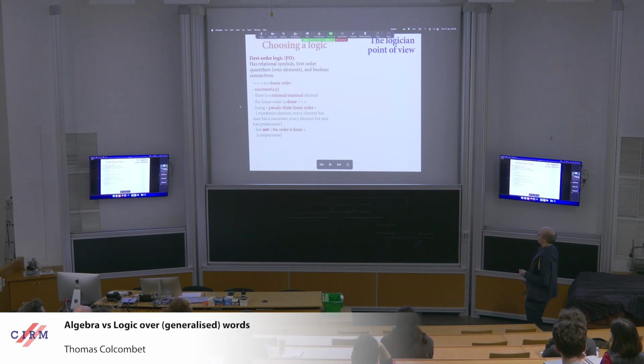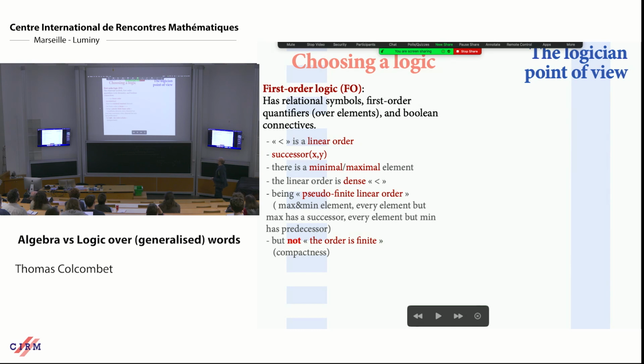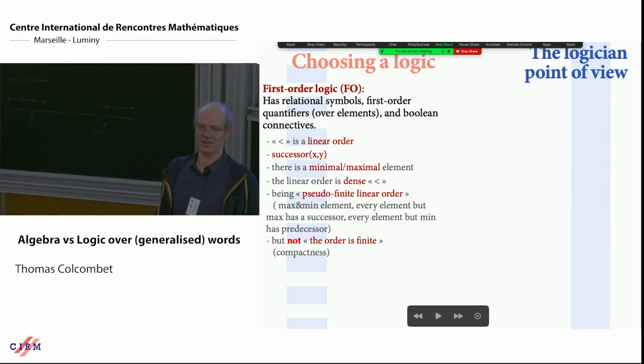Okay, but you cannot express that the order is finite, and for this, the typical tool of a logician would be to use compactness, because in first order logic you can say I have at least size n. Imagine you would have a formula that says I am finite. Then you could say I am finite and I have at least size 0, at least size 1, up to size n, and this you would have a model.